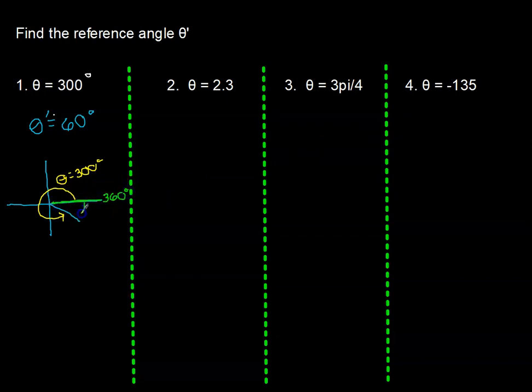So the difference between 360 and 300 would be 60 degrees, which is my reference angle. All right, moving on. Notice there's no degree symbol for 2.3. That means if there's no degree symbol, it's in radians. It doesn't always have to match a radian value from your unit circle to be in radians.